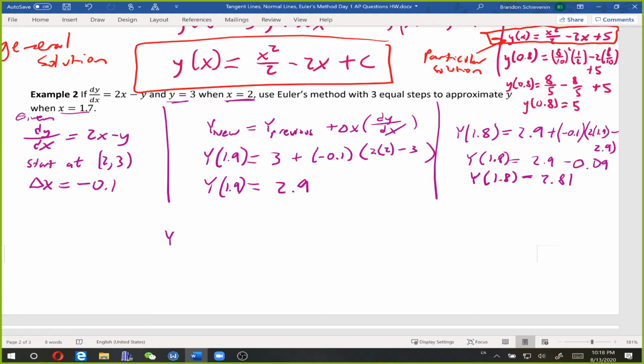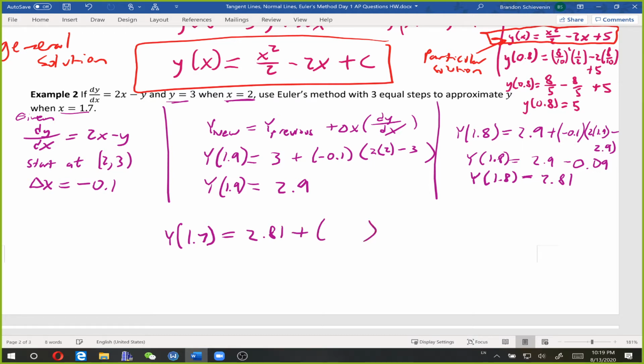Okay, so now I've got one last step. It will get us to our final x value of 1.7. I need a previous y value. So what was our previous y value? 3. 3 was my original y value. Then I did one step to get to 2.9 for my y value, and another step to get to 2.81. So this previous y value was 2.81.